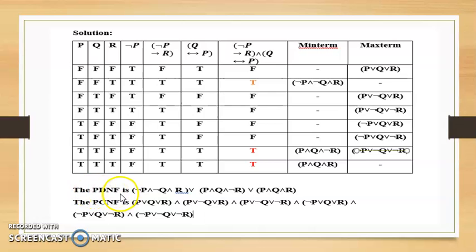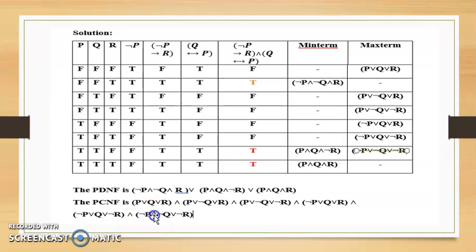So now we will write PDNF. That is a PDNF with 3 terms. We write the sum of products of the 3 terms: the first term or second term or third term. Then PCNF, we should write the product of max terms. So we have 1, 2, 3, 4, 5. Only 5 terms we should get.